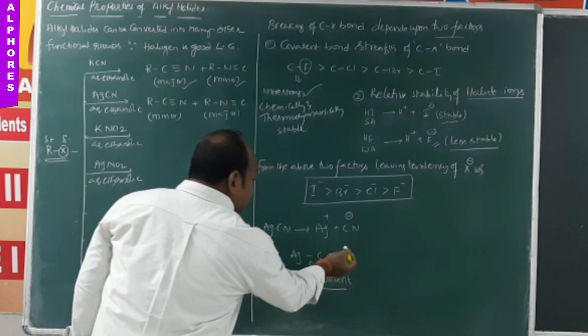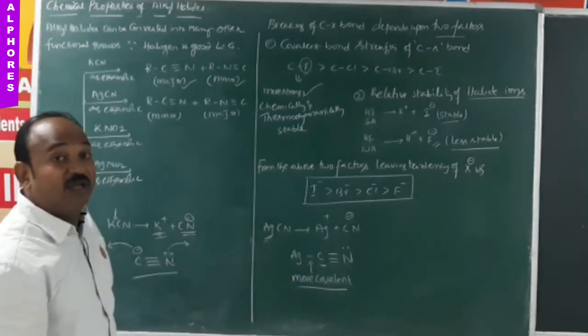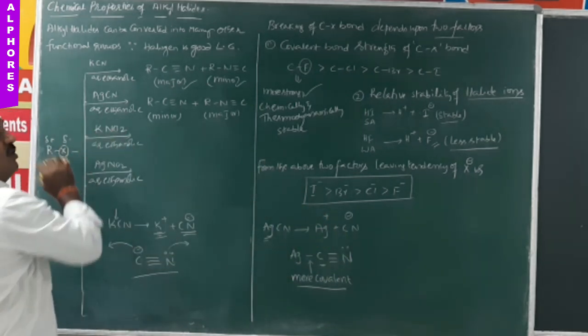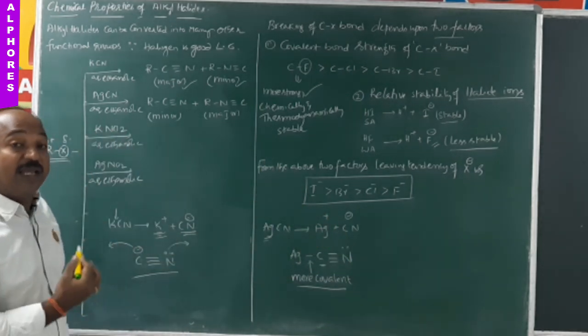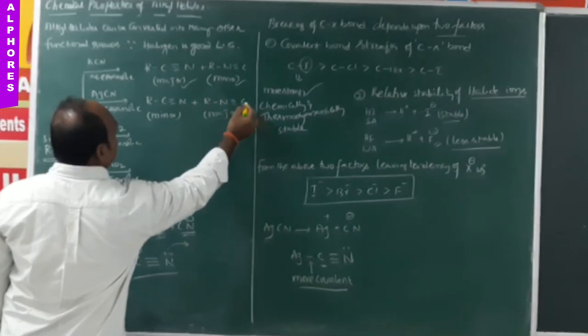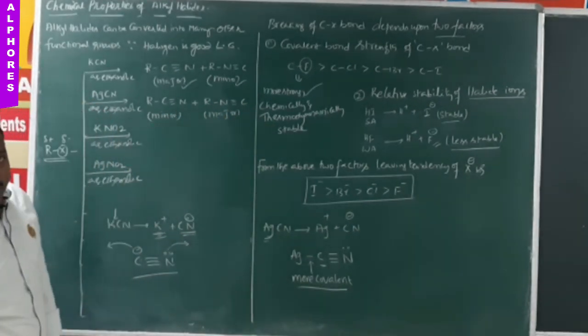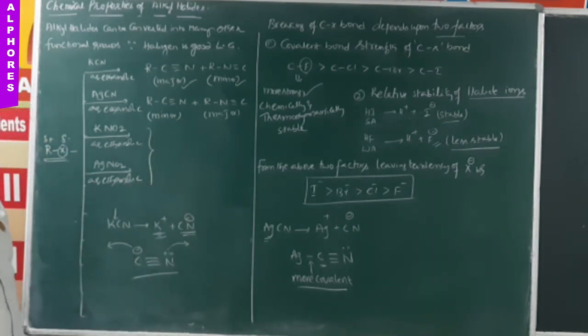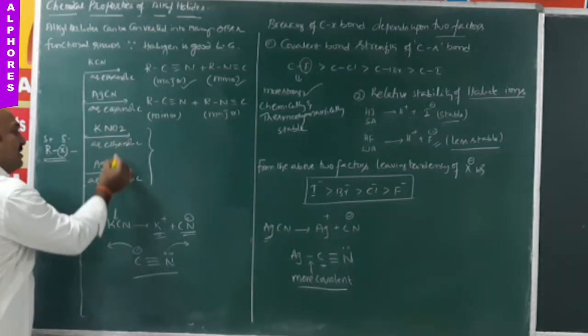Meanwhile, this nitrogen is going to take part in the reaction with the alkyl halide. That means nitrogen is going to donate its electron pair to the alkyl halide carbon, the electrophilic carbon. The resultant RNC is the major product rather than RCN. Now, can you verify which one is major and which one is minor in this case?